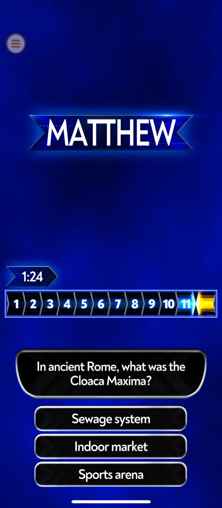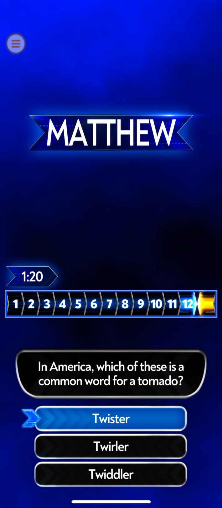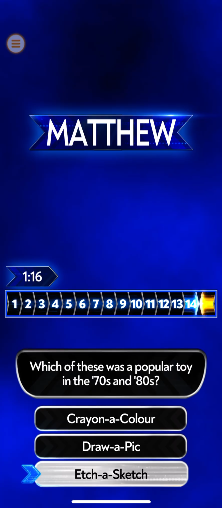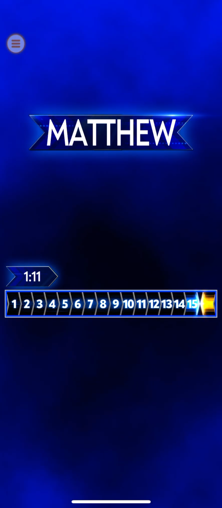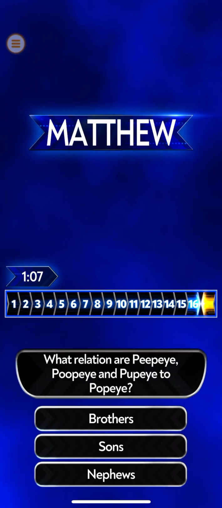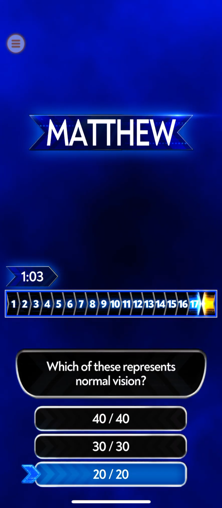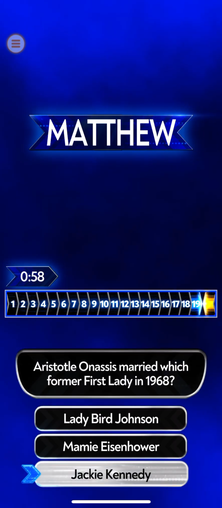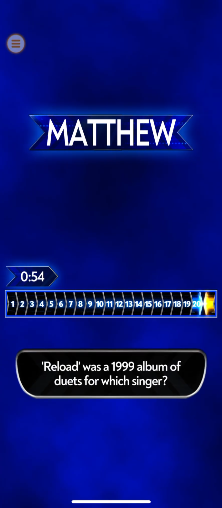In ancient Rome, what was the? In America, which of these? Which of these was a popular? Which of these men is a famous? Which Thomas Keneally? What relation are people? Which of these represent? Aristotle Onassis Map. How old was Mrs. Reload was a 9.